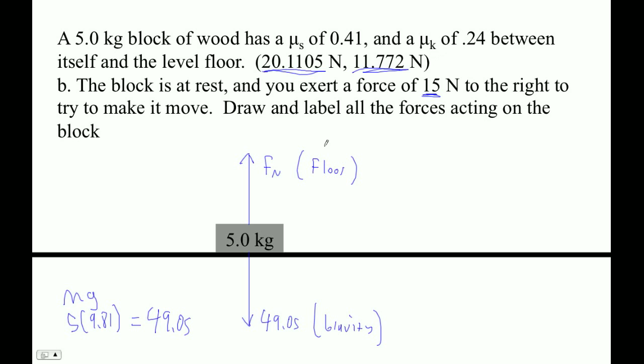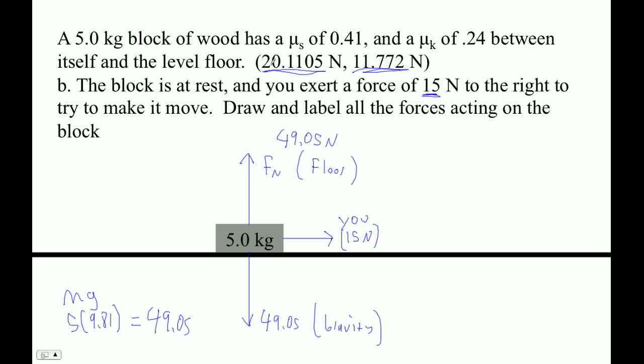Okay. Now we're exerting 15 newtons to the right. Oh, this is 49.05 newtons, right? We're exerting 15 newtons to the right, which is somewhat less than that. So I'm going to try to draw those forces. There we go, right? Okay. This is the force of you, right? This is 15 newtons, right?